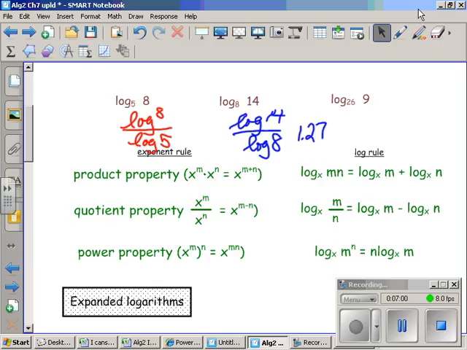Make sure you're writing these rules down, guys, because you're really going to need them. I don't see a lot of pencils going. Write these rules down. You're going to need them. Chris, write these rules down. You're going to need them.